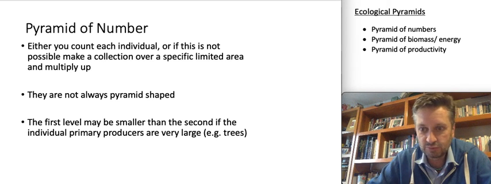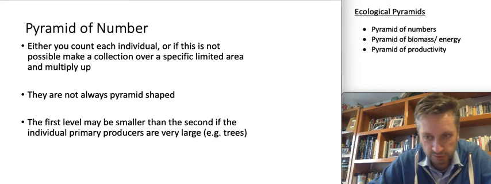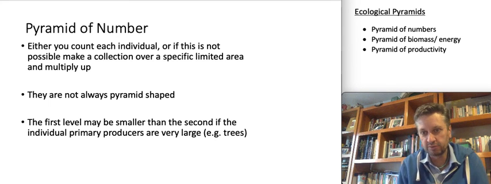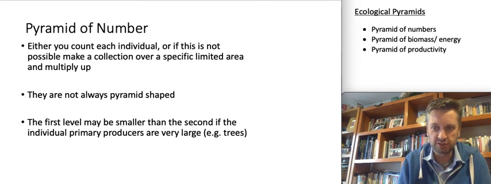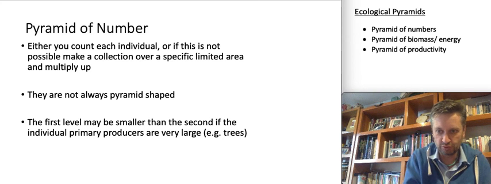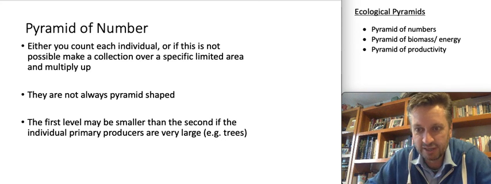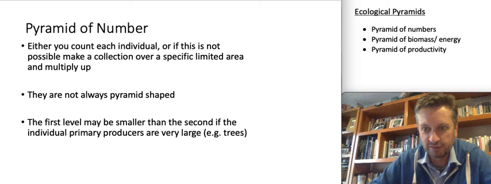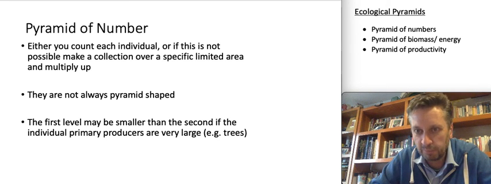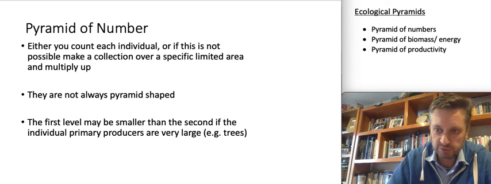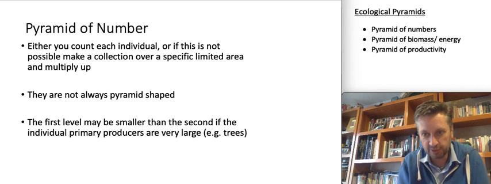It's somewhat useless, I think, a pyramid of numbers. First of all, should something like a tree really count as one individual? And if you could consider a tree or maybe grass plants, is one blade of grass really equivalent in a food web to one tree? That's one problem.